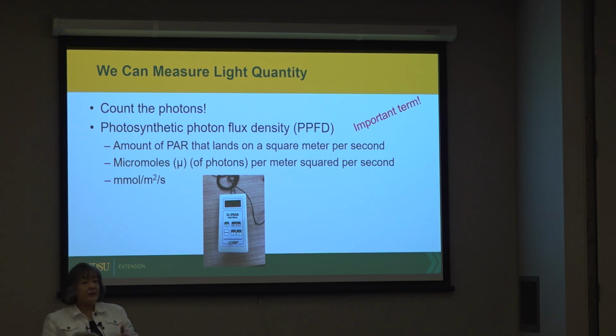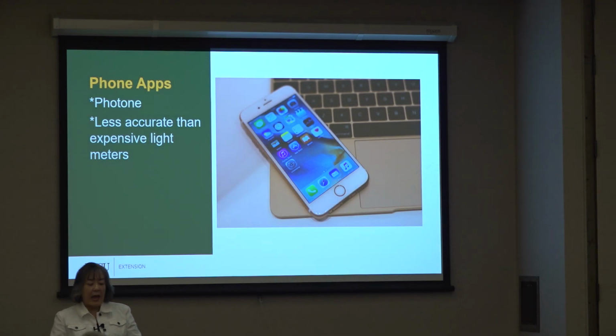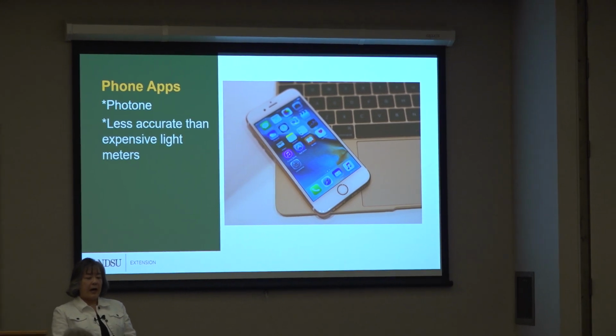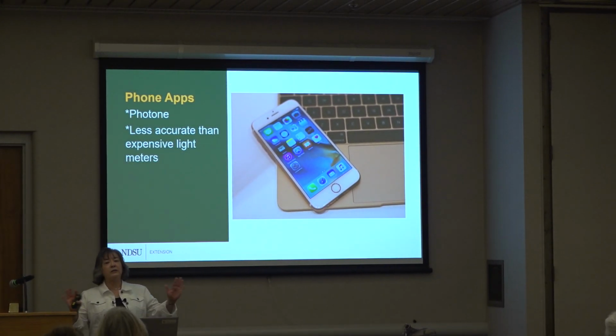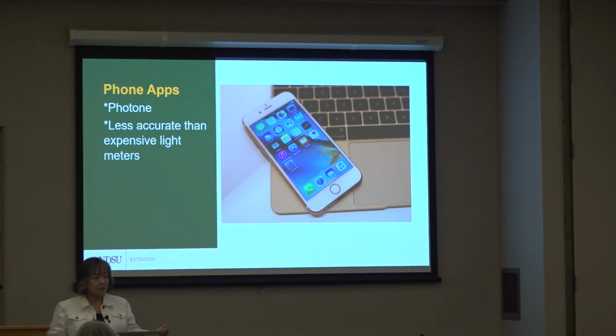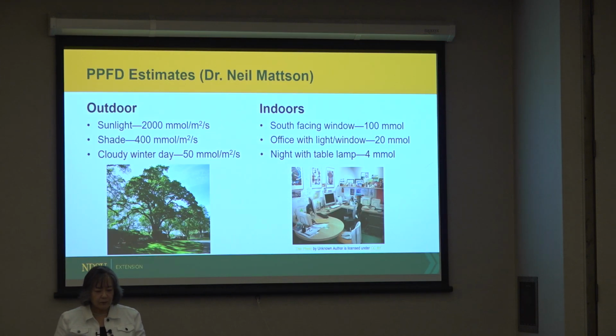For those of you that don't want to invest a few hundred in a light meter, you can use a phone app. There's an app called Photone, P-H-O-T-O-N-E. I haven't actually tested this, so I can't tell you if it works well, but that's one of them that are out there right now. It's going to be less accurate than the expensive light meters, but it'll get you in the ballpark, which would be good enough for you as long as you're not trying to make your living growing plants.